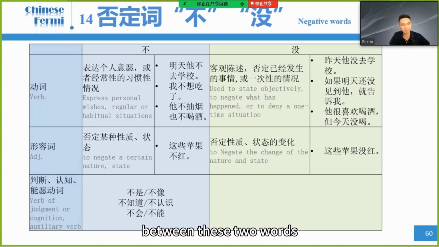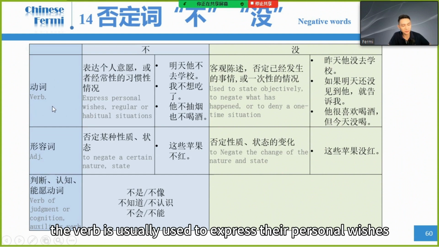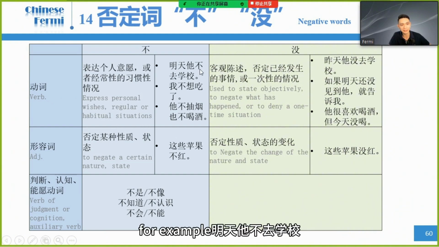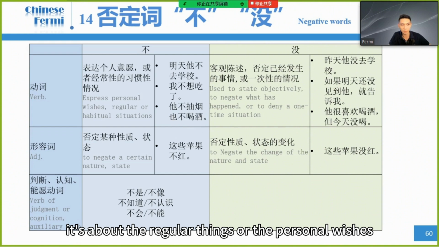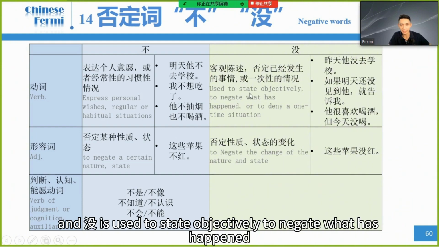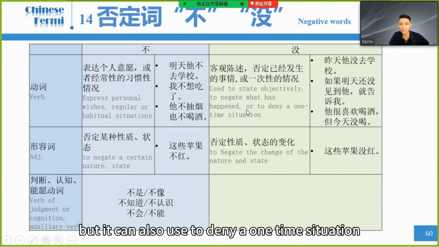between these two words. The first, when 不 and 没 placed before the verb, 不 is usually used to express the personal wishes and regular or habitual situations. For example, 明天他不去学校，我不想吃了 and 他不抽烟，不喝酒 is about the regular things or the personal wishes. And 没 is used to state objectively to negate what has happened. So it's very close to the past tense, but it can also use to deny a one-time situation.